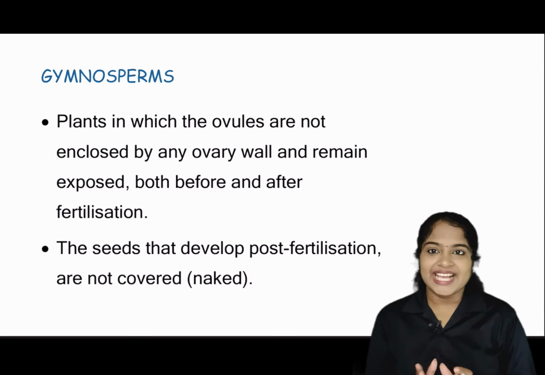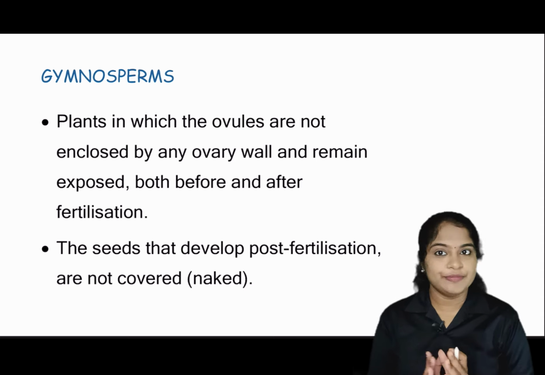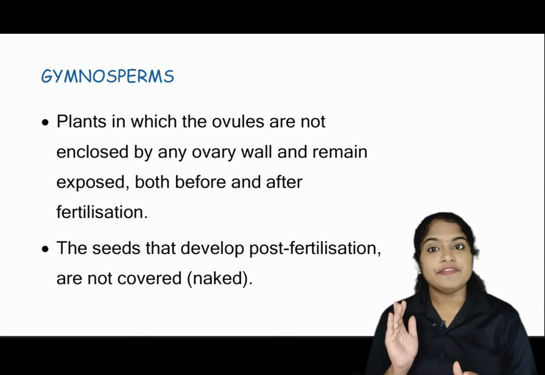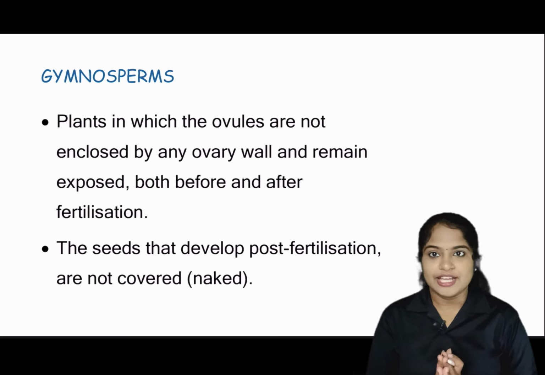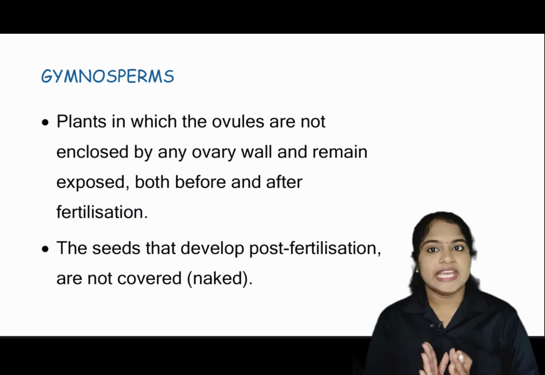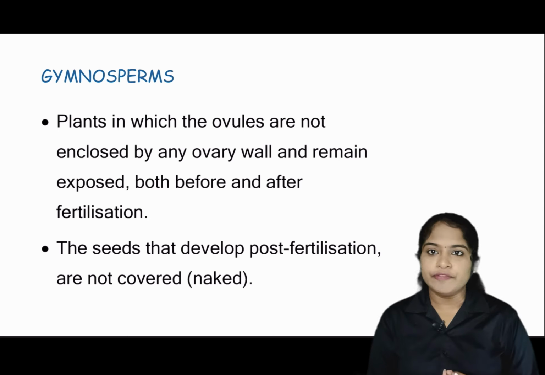Now moving on to the next division in the plant kingdom, that is the Gymnosperms. These Gymnosperms are the first group of plants which produce seeds. So they are seed-bearing plants. They are seed-bearing plants but they produce naked seeds which are not enclosed in a fruit.